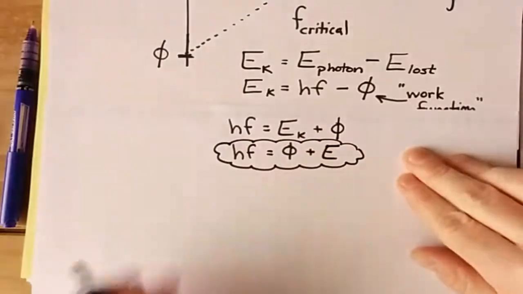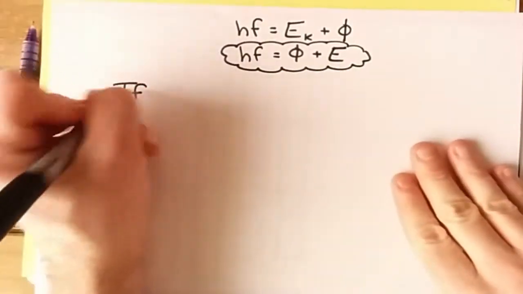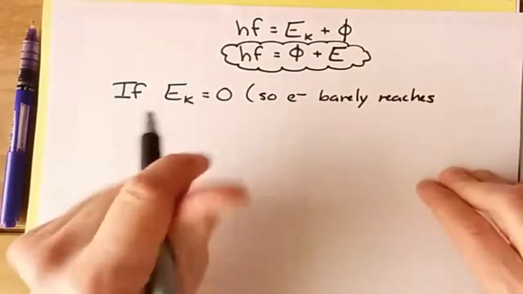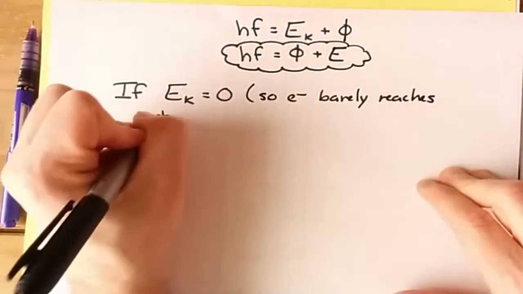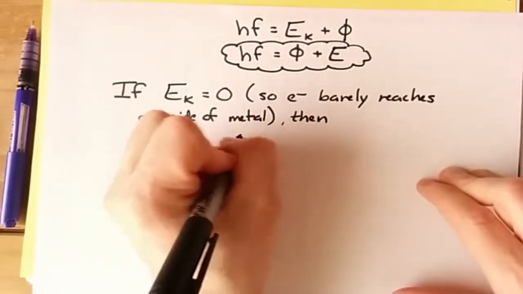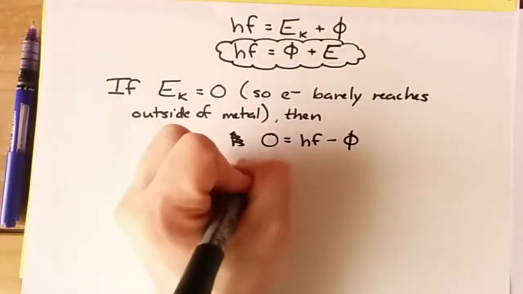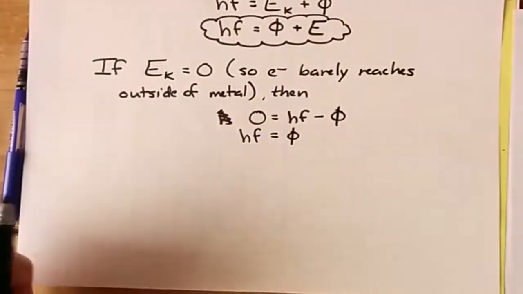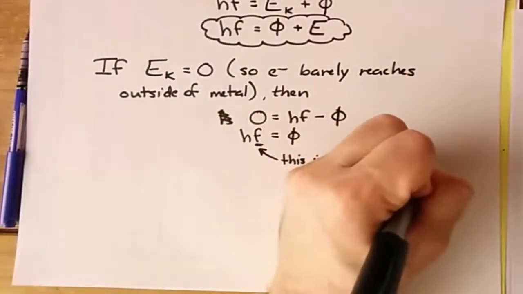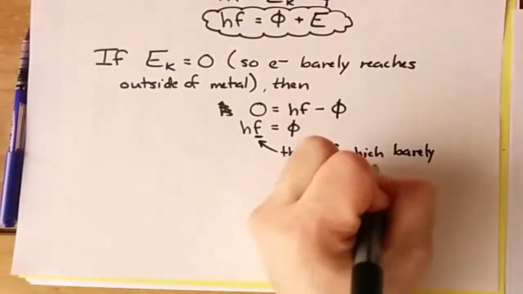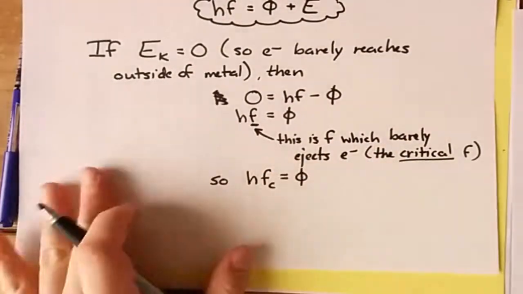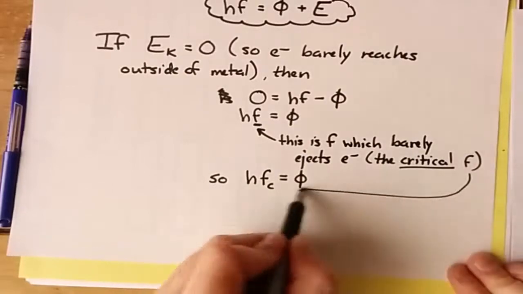Now, if the kinetic energy of the electron when it's emitted is equal to 0, in other words, if the electron just barely makes it out of the metal, then we get that 0 equals hf minus phi, or in other words, hf equals phi. So in this case, that frequency, when it just barely ejects the electron, is known as the critical frequency. So we'll call that fc. So phi is equal to h times fc, Planck's constant times the critical frequency.